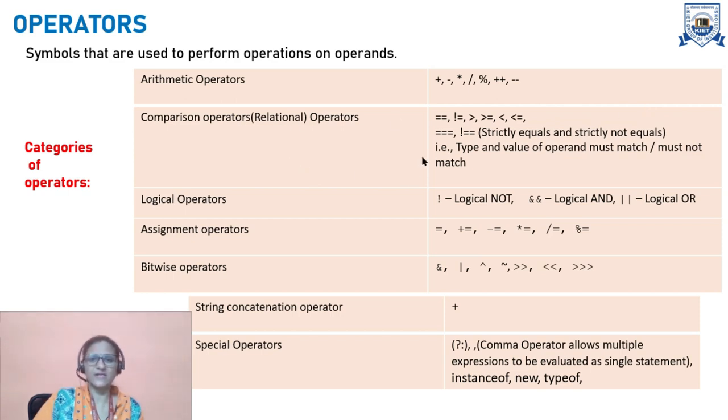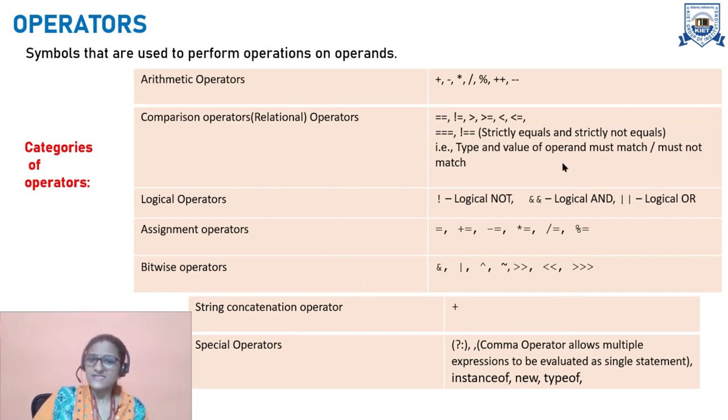Comparison operator or the relational operator, that will be double equal to, not equal to, greater than or equal to, less than or equal to, and here triple equal to and not double equal to. Another symbol is added over here. We will see it in the example. This covers strictly equals, this symbol.